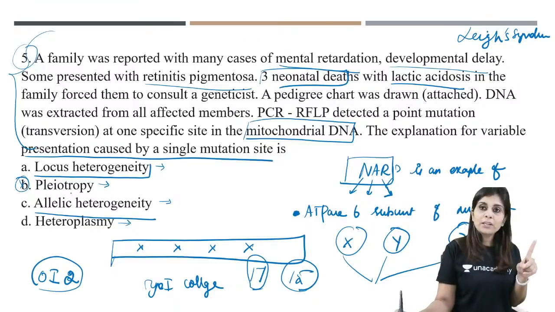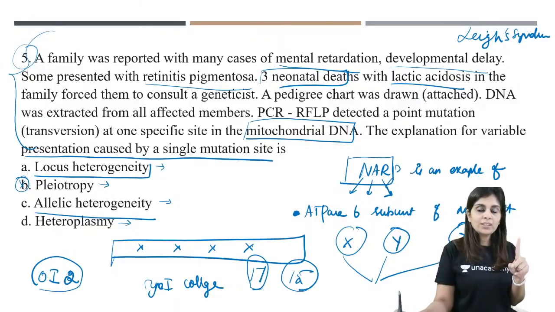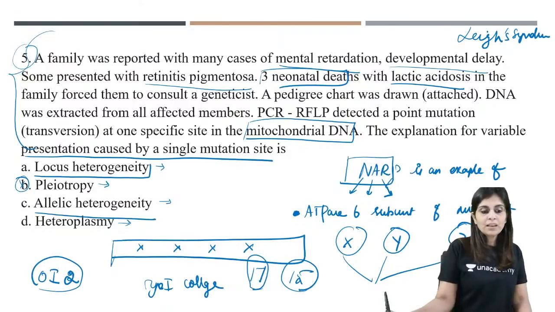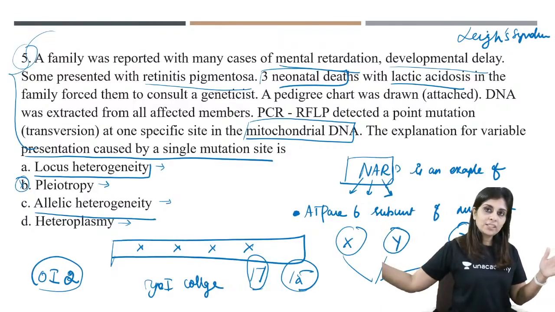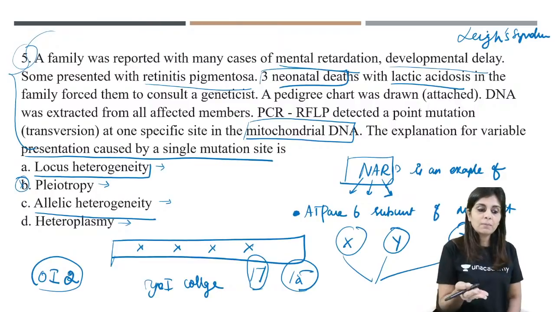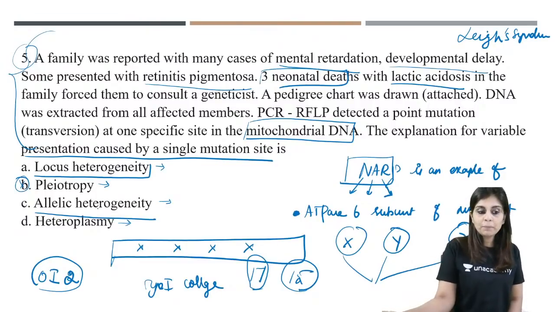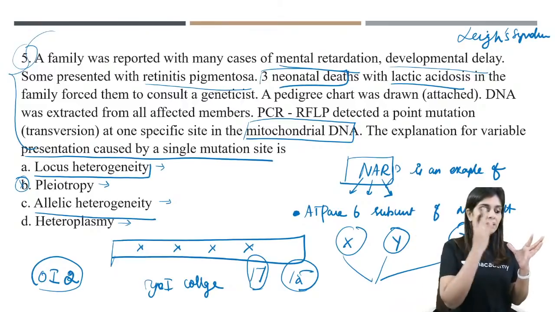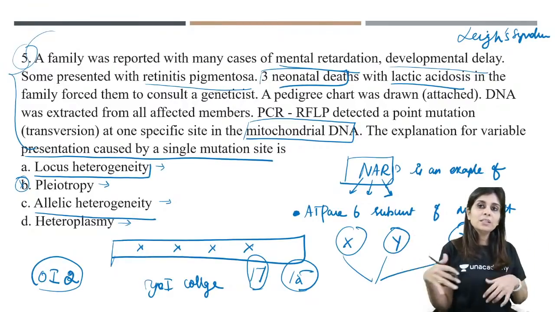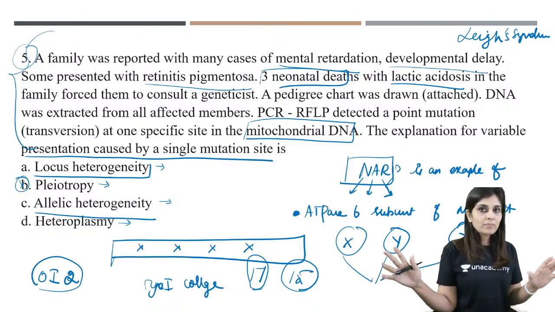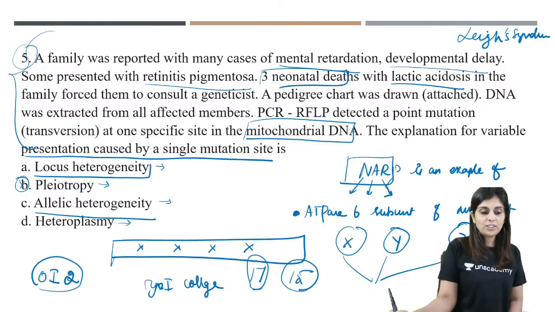Okay. So what is pleiotropy? I told you one mutation affecting multiple systems is pleiotropy. What is locus heterogeneity? Multiple loci mutations causing a similar disorder. Example, osteogenesis imperfecta. Allelic heterogeneity is, within a gene, multiple site mutations causing disorders with multiple presentations. Okay, that's called allelic heterogeneity.